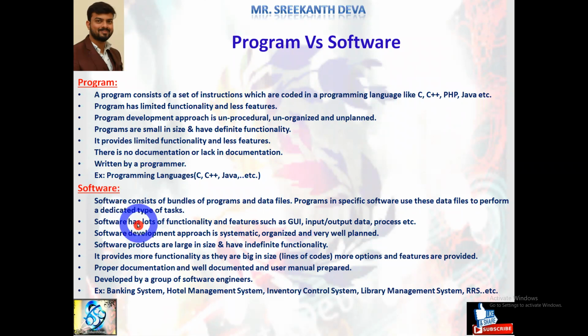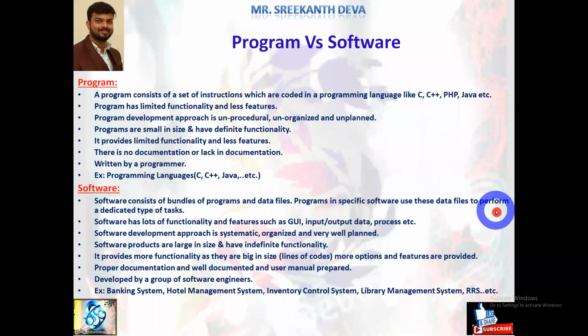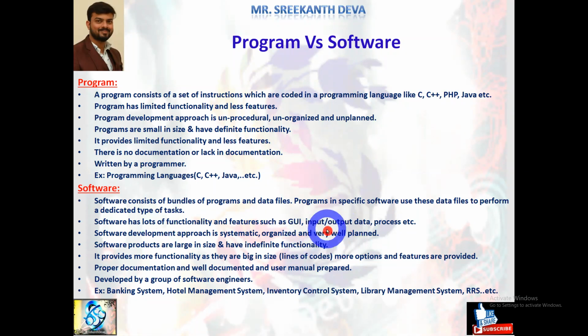Coming to software, software consists of what? Bundles of programs and data files. Programs in specific software use these data files to perform a dedicated type of task. Okay. See, a program has what? Limited functionality and fewer features. But coming to software, it has huge functionalities, lots of functionalities and features such as GUI, graphical user interfaces, several input output data, and different kinds of processes on that in the software product.